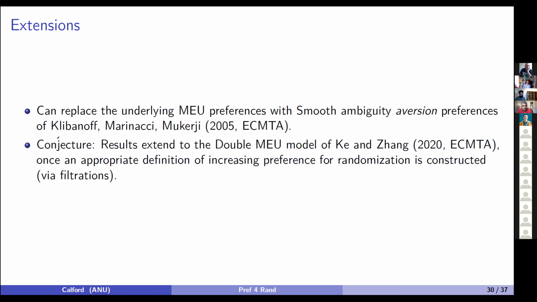I conjecture the results would extend to the double MEU model of Klibanoff and Zhang, but I don't have the proof for that. You need to bring in filtrations, and the proof technique would need to be very different. So I don't have the full proof, but I conjecture that also holds.